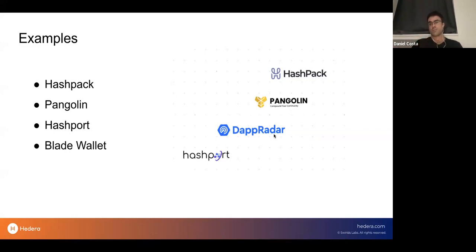DappRadar is also another example of another community and another product that just tapped in. Hashport is a DeFi reference, basically, for DeFi bridging between Hedera and the other crypto coins. It shows they actually had a very big gap to fill, and now they're a key part of the ecosystem.